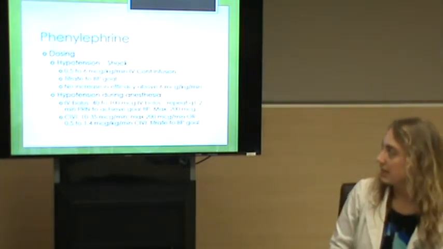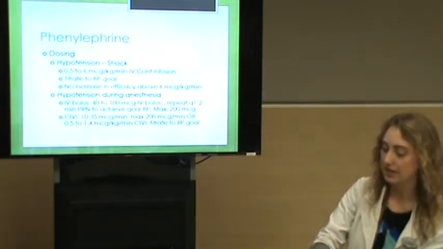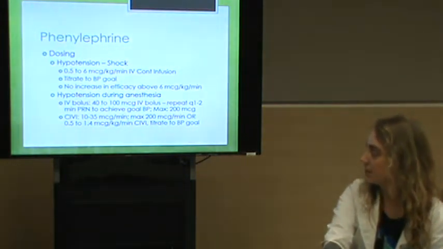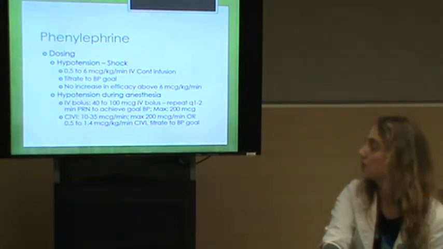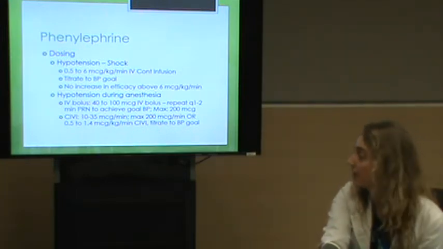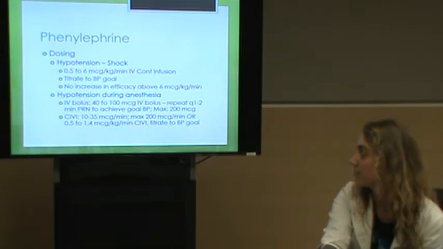So in terms of dosing, it's separate for different types of indications, and I'll let you guys review that later. But in terms of hypotension shock, you would end up doing a smaller dosing just to get started, and then you transition to the continuous infusion, but they don't notice any sort of increase in efficacy when you increase above 6 mics per kg per minute.